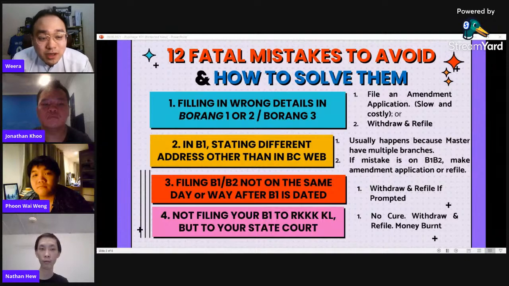Do you start pupillage on the same day, on the day you are physically present at the office, or when you file it at RKKK-KL on the week after, say for example 10 January instead of 1st January? Okay, so the position is usually you only start chambering when you file your Borang 1 to RKKK. It makes a lot of sense, very simple. So how to cure this problem is, try to file it on the same day if possible.